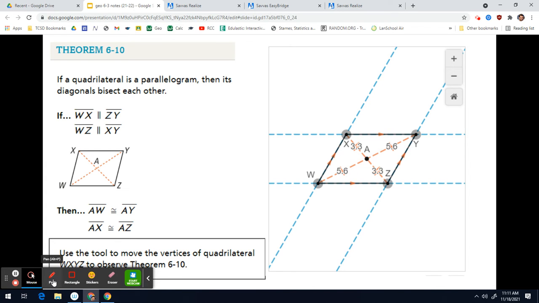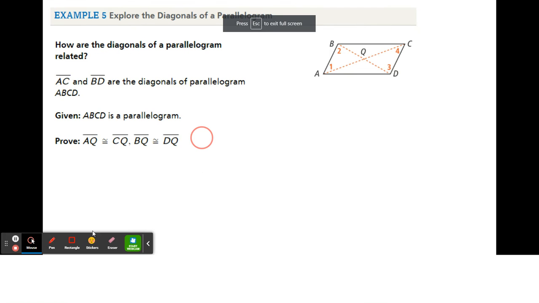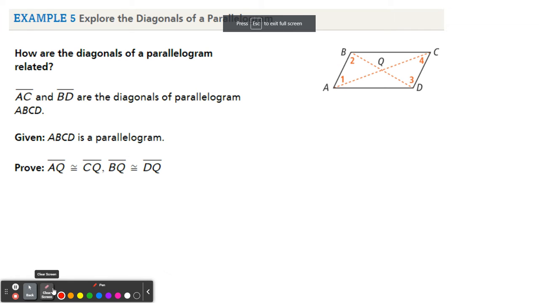All right, so I think we're going to try to go ahead and prove this in the next slide here. All right, good times. So it says, how are the diagonals of a parallelogram related, right? So we know how they are, right? We just learned. So we need to prove this relationship here, okay?